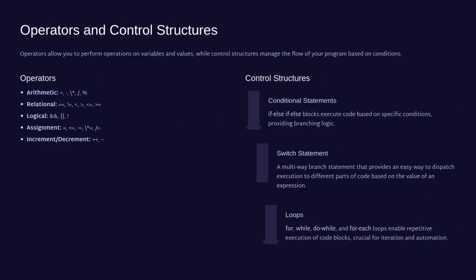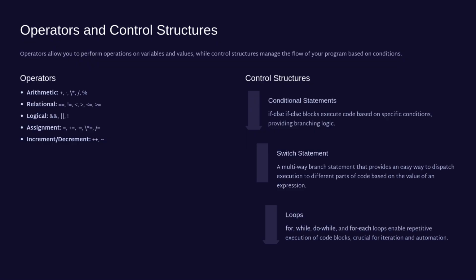Operators and control structures. Operators allow you to perform operations on variables and values, while control structures manage the flow of your program based on conditions. Operators: arithmetic: plus, asterisk, percent. Relational: equals, less than, greater than. Conditional statements: if-else blocks execute code based on specific conditions, providing branching logic. Logical. Assignment: equals, plus equals, asterisk equals.